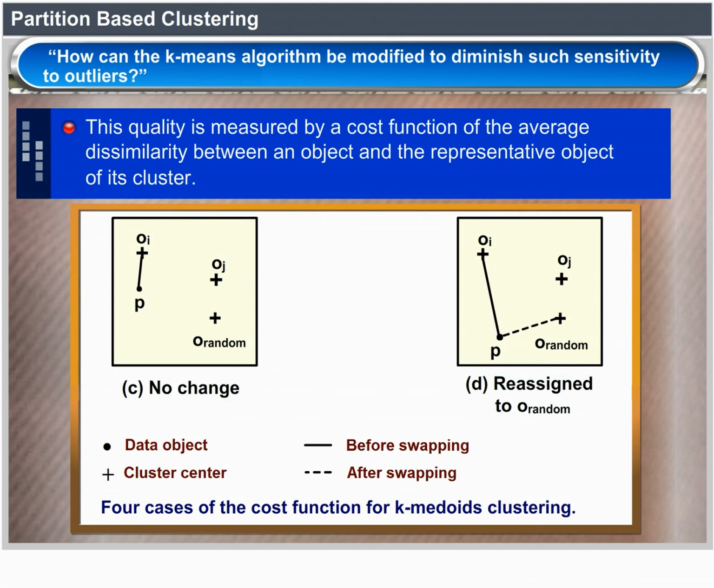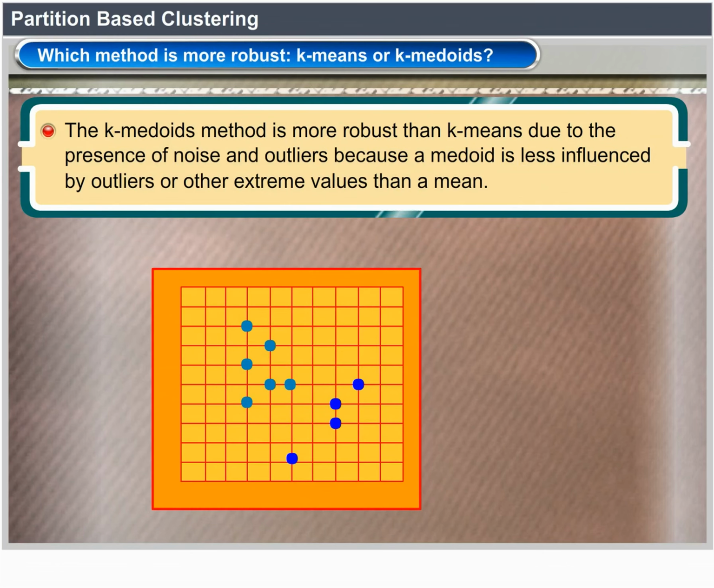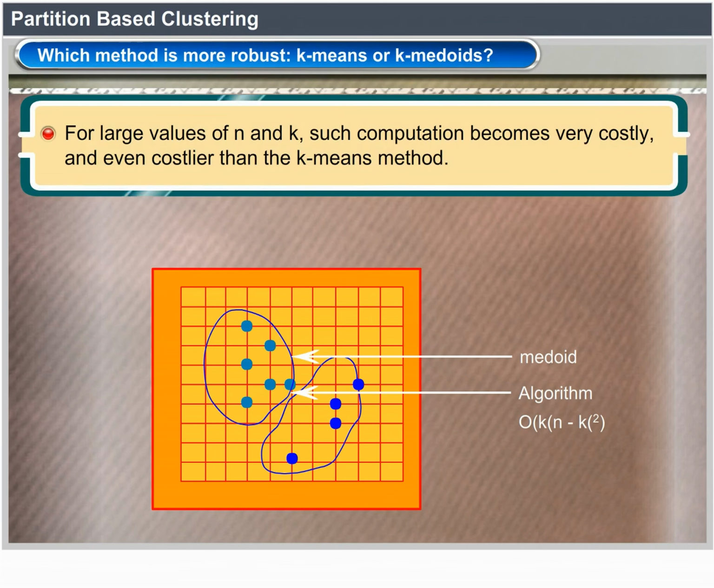Which method is more robust, k-means or k-medoids? The k-medoids method is more robust than k-means in the presence of noise and outliers because a medoid is less influenced by outliers or other extreme values than a mean. However, the complexity of each iteration in the k-medoids algorithm is O(k(n minus k) squared). For large values of n and k, such computation becomes very costly, much more costly than the k-means method. Both methods require the user to specify k, the number of clusters.